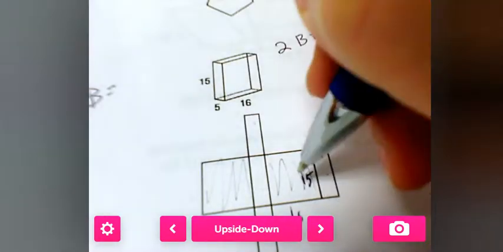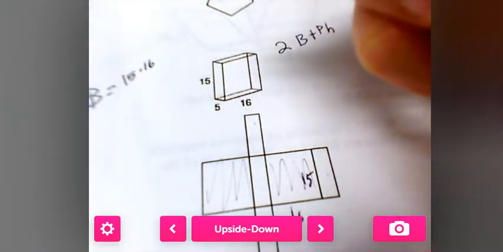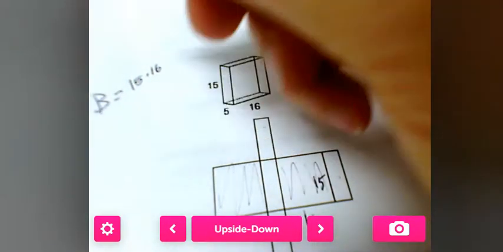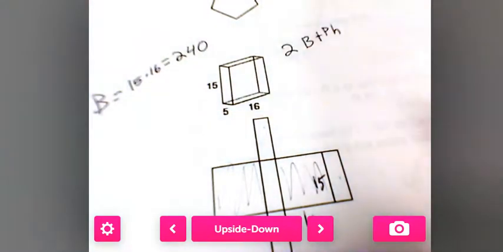Let's find the base first. The base is going to be 15 times 16. Right? Length times width. You guys remember this for a rectangle? And that's going to equal 240. So that's for my B.